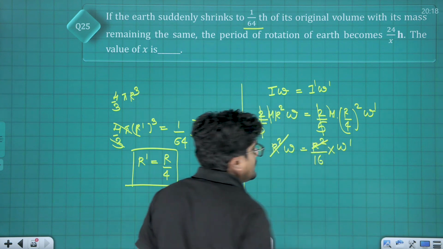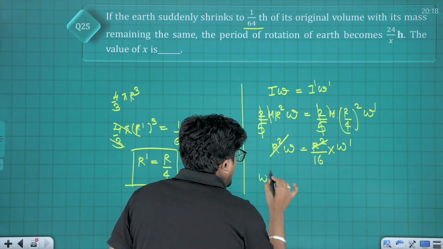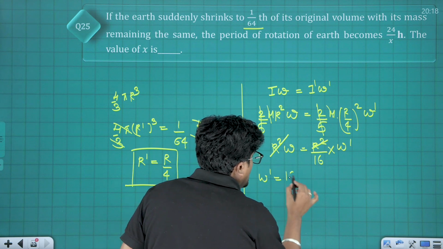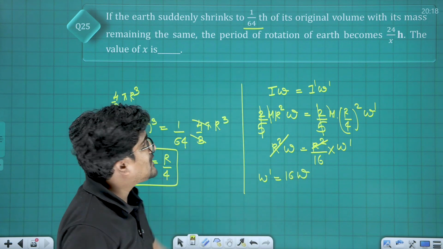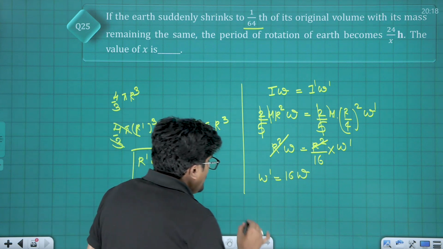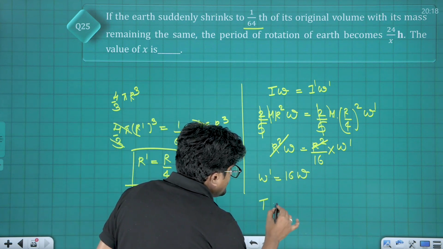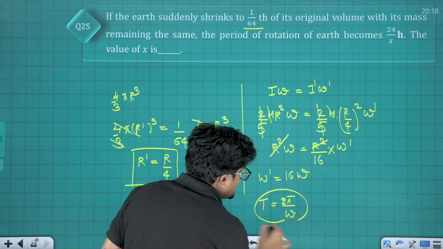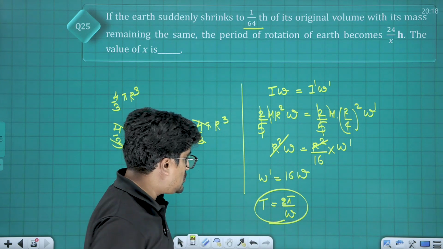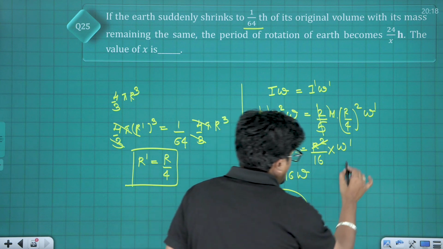Here r square and r square will cancel. Now omega dash is equal to 16 times omega. Okay. Now the time period. We all know that time period T is equal to 2 pi by omega. General expression: time period is 2 pi by omega.